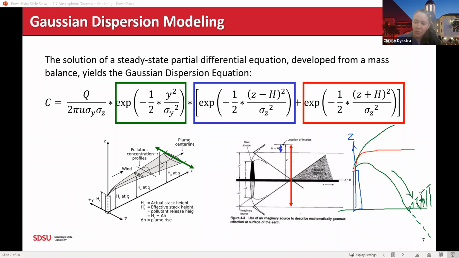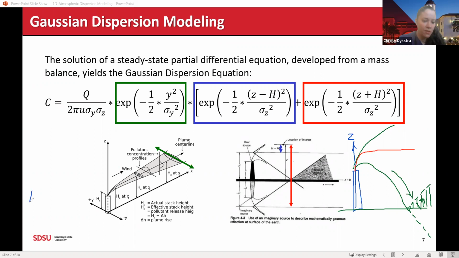And so because of that, we have to use this mirror image model to take into account this area right here. And hopefully you can see where I'm pointing, this area right here, where we have this doubling up due to the bouncing of the plume off of the ground. Now you can imagine that if we were to draw this really, really small, and so let me get back to my drawing here.